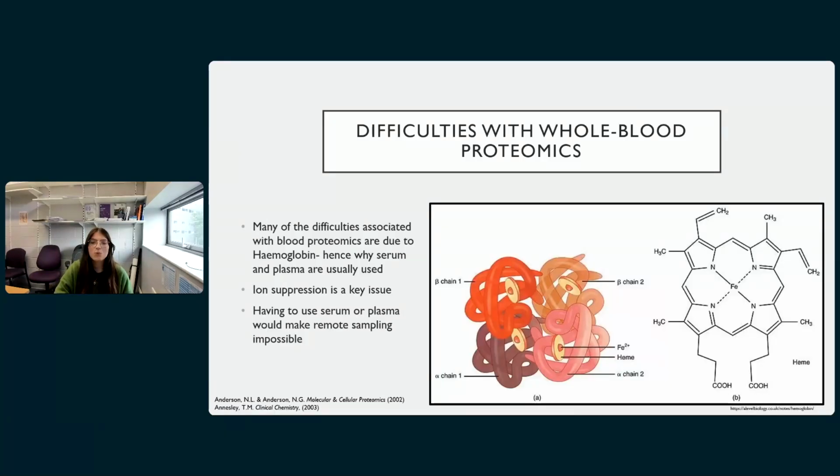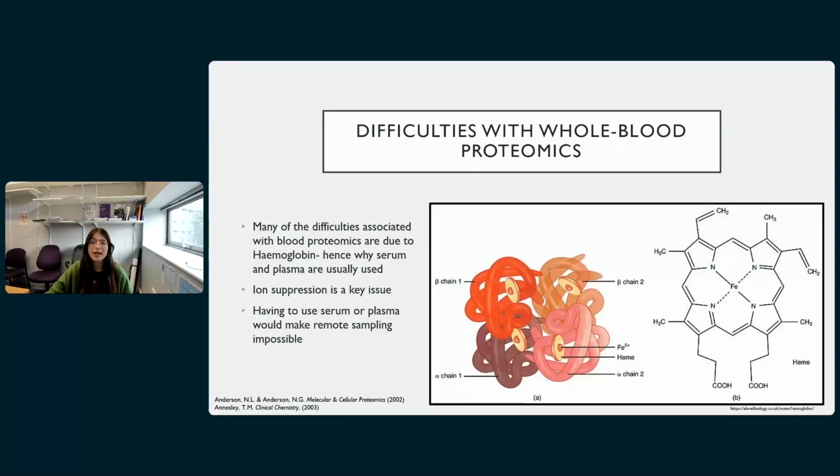So what are some of the difficulties associated with whole blood proteomics? Why aren't we all doing proteomics on whole blood? Most of the time when we refer to proteomic analysis of blood, we're actually referring to the analysis of serum or plasma samples, simply because they're far easier to process. A lot of this ease of use is due to the lack of hemoglobin, red blood cells, and white blood cells in the sample. If you aren't in proteomics, you might be thinking, why is this an issue, especially hemoglobin?